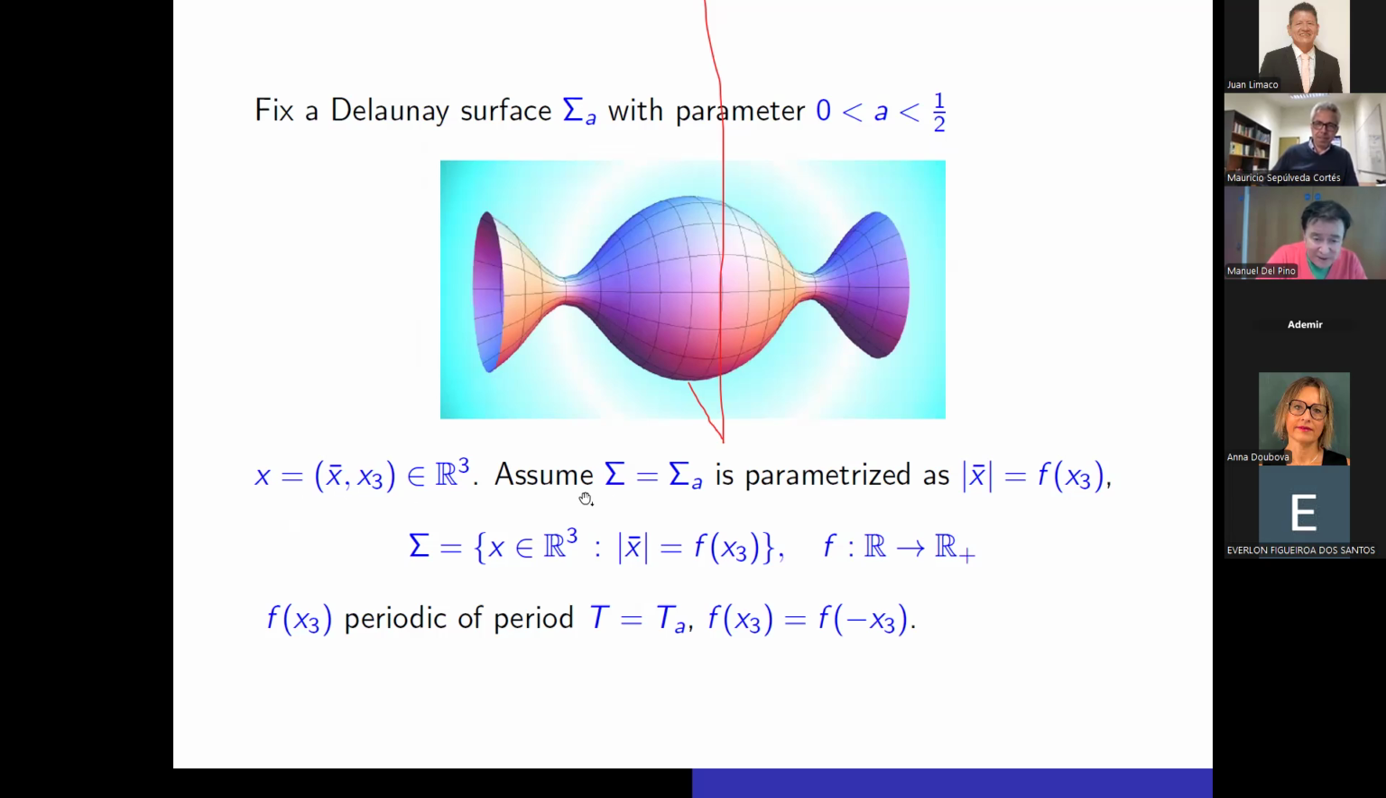Let me consider a parametrization of this surface sigma, which, since it is rotationally symmetric, can be written like this. x bar is the first two coordinates, and x3 is the coordinate of the axis. The absolute value of x bar is a function of x3. That's the situation. This function f of x3 is periodic of period T_a, where T_a is some specific period for which you can easily compute the limiting values.